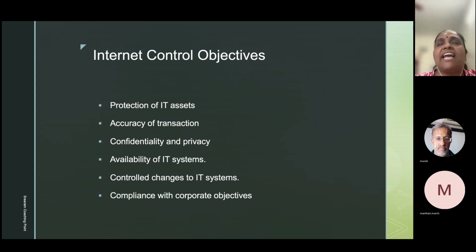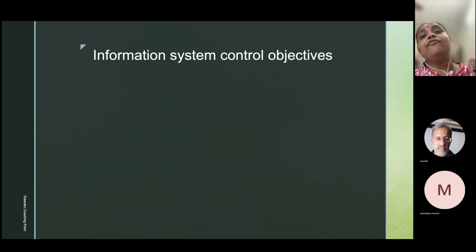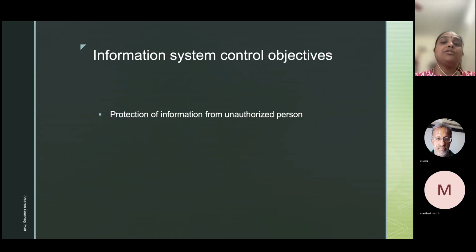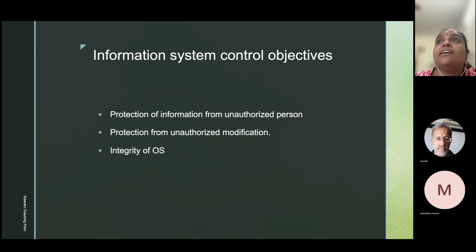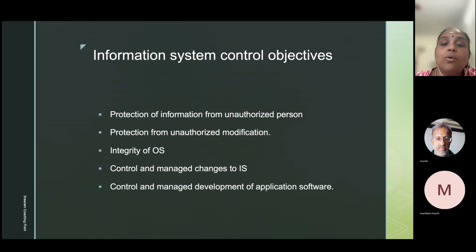Compliance with corporate objectives. Any objective you have, it has to comply with your corporate objectives. So this is one important slide where you can find 1 or 2 questions based on this. Then information system control objectives. Protection of information from unauthorized person. Protection from unauthorized modification. Integrity of OS. Nobody should be able to have access to your system. Control and manage changes to IS. The same thing. And control and manage development of application software.